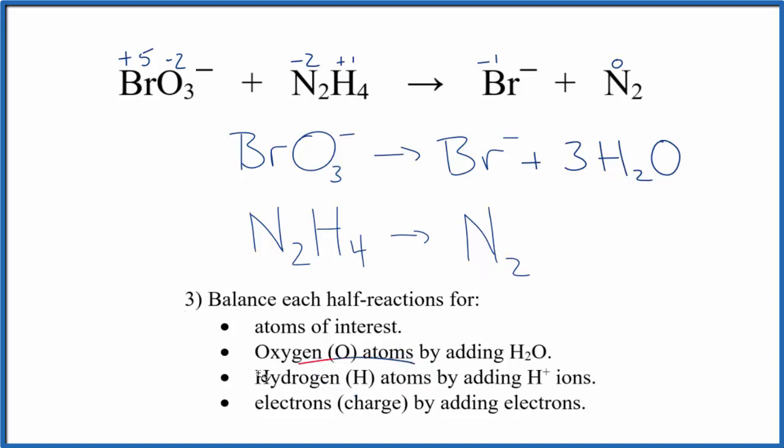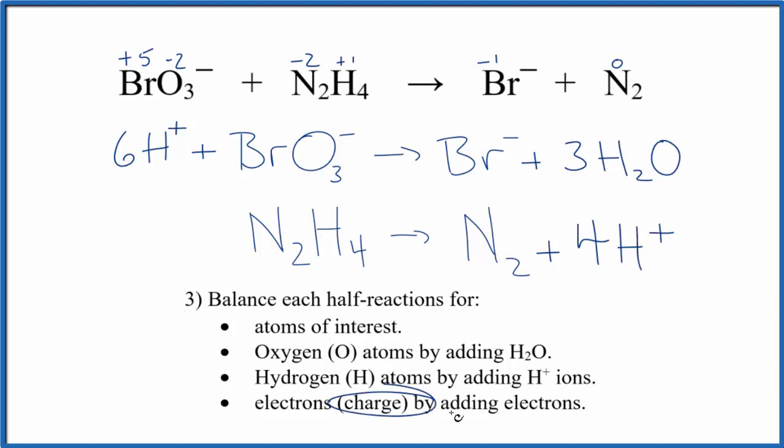Now we can balance the hydrogen atoms by adding hydrogen ions. This is an acidic medium, so we have hydrogen ions available. 3 times 2 is 6. Let's put 6 hydrogens over here. So we've balanced the hydrogen atoms. We'll add 4 hydrogen ions down here. Those are balanced. Now the charge.